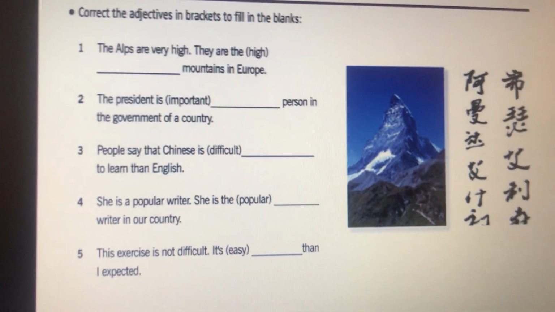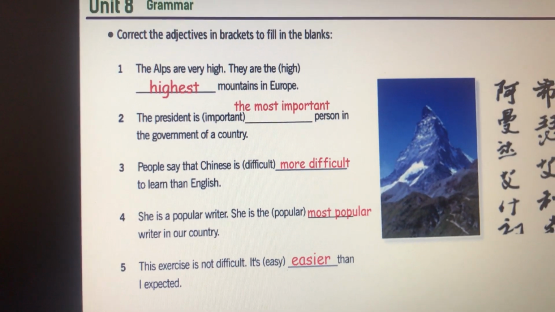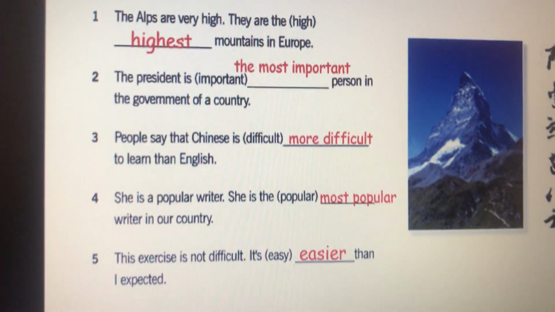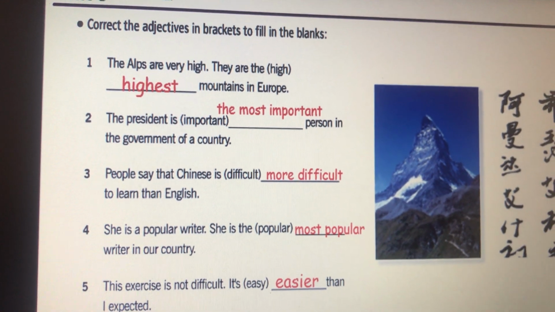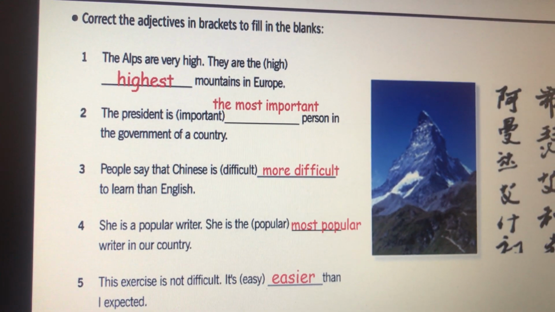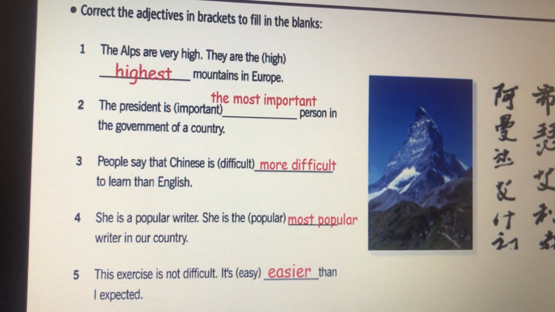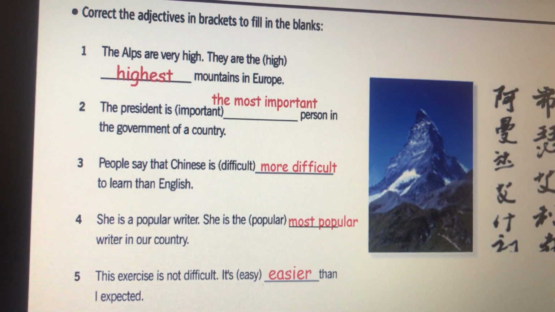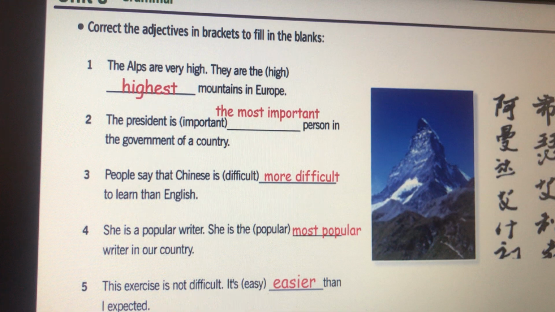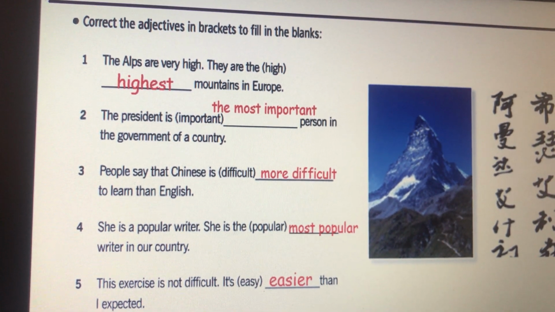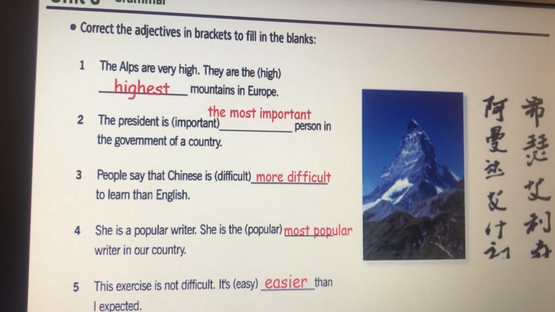Let's check. Yes. As you see, look. The highest mountains. The most important person. More difficult to learn. She is popular writer. She is the most popular in our country. In our country. We are talking about something distinguished. عندما نتكلم عن شخص أو شيء مميز بشكل عام, إذن this is superlative.